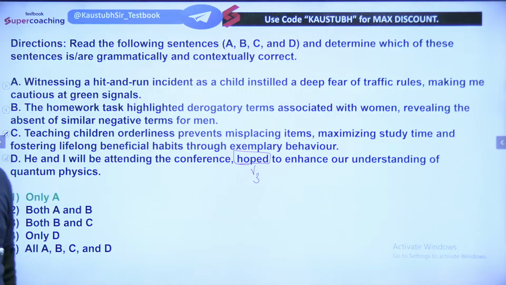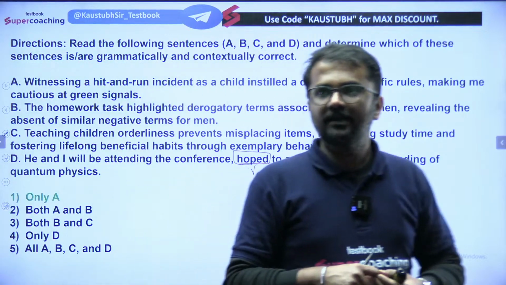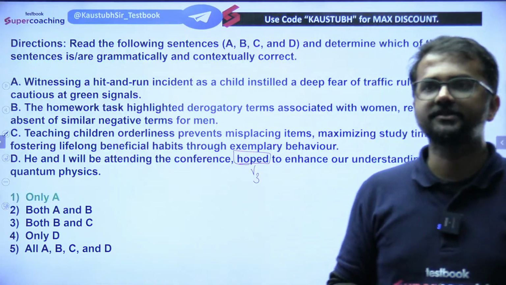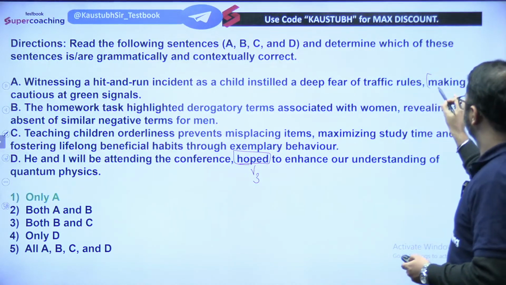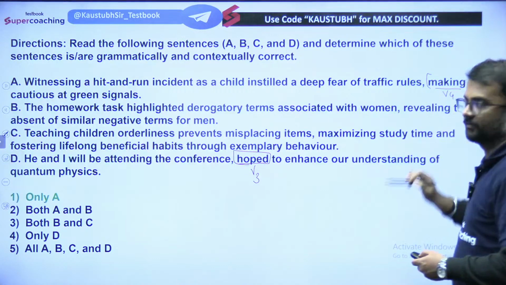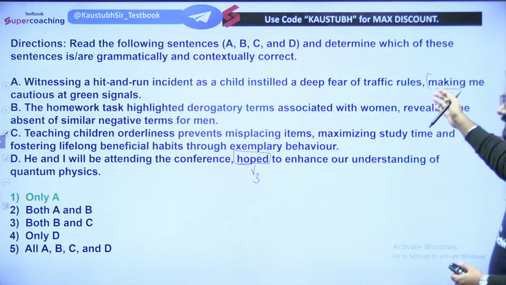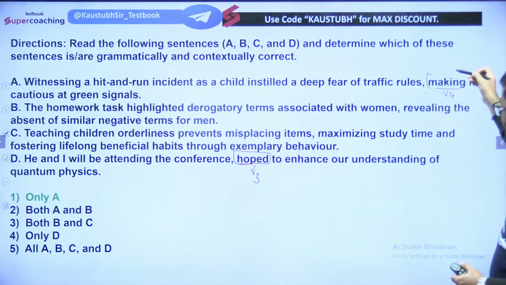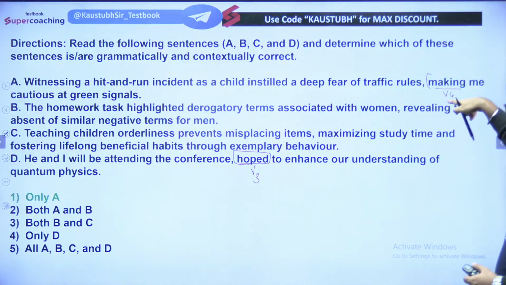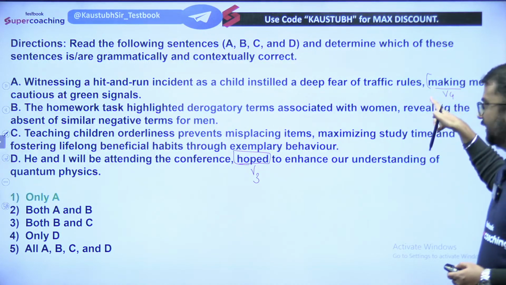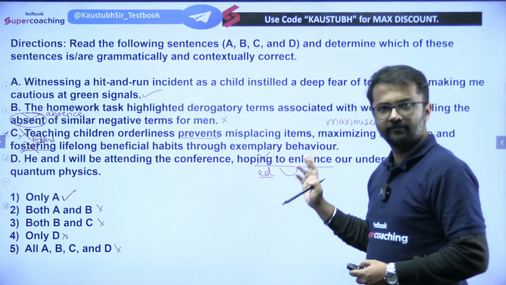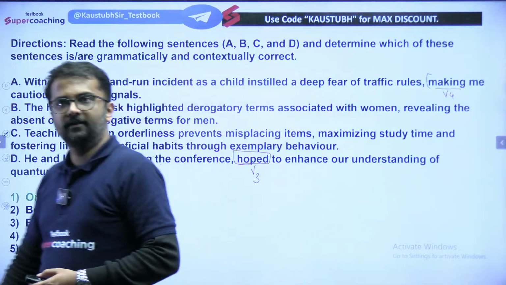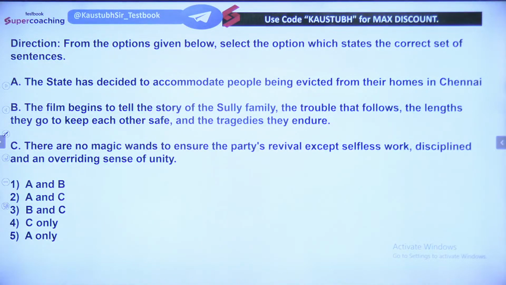Is this clear? After hoping, the next part seemed wrong, making me cautious. No, making me cautious is fine, because again after a comma we have a participle structure. Whatever comes after a comma is extra information about the sentence, and extra information is directly written by V4. So this is not a problem here. Okay, hoping is fine, hoped was wrong, and that made it the right answer. Okay, all right, next. Same pattern, similar pattern.